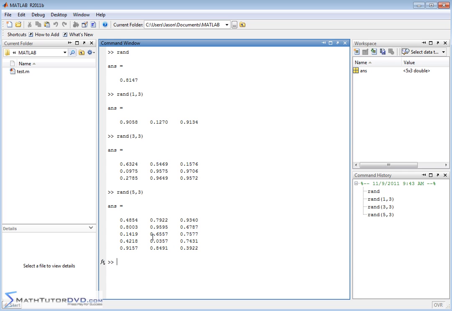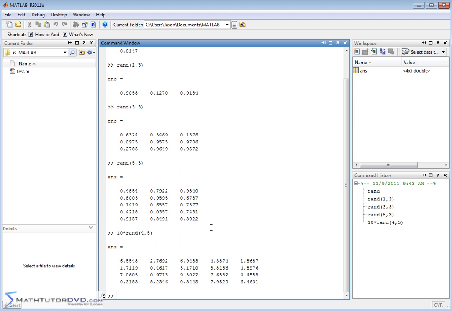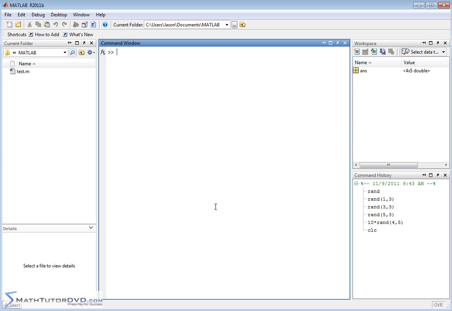Now everything in here will be between 0 and 1, so if you needed random numbers between 0 and 10, then you would just do 10 times rand of 4 comma 5, and then you'll have random numbers between 0 and 10 because you're just scaling the random number generator by multiplying by 10. So that's useful for you to know. It's not something you use all the time, but occasionally you'll need to initialize a calculation with random data, depending on what you're trying to do.